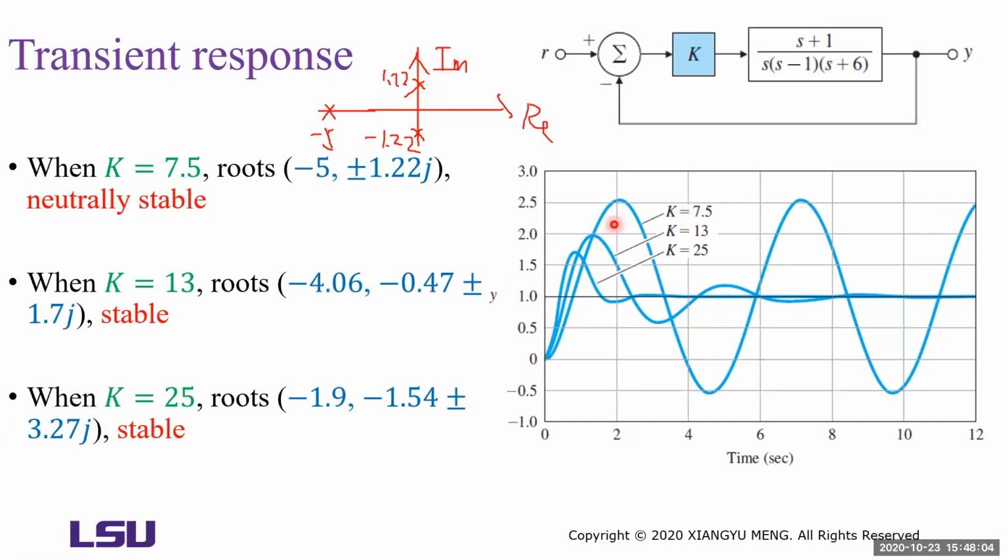And here it shows the step response. If the input is a unit step signal, here it shows the output. When k is 7.5, the output will oscillate because of a pair of complex roots.